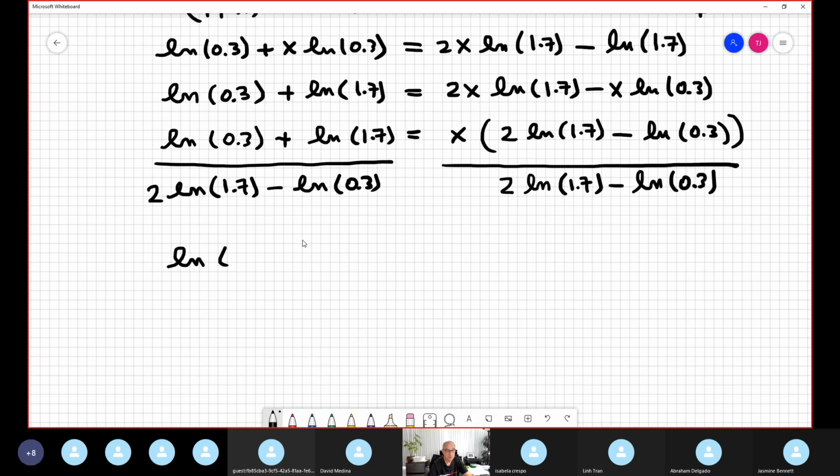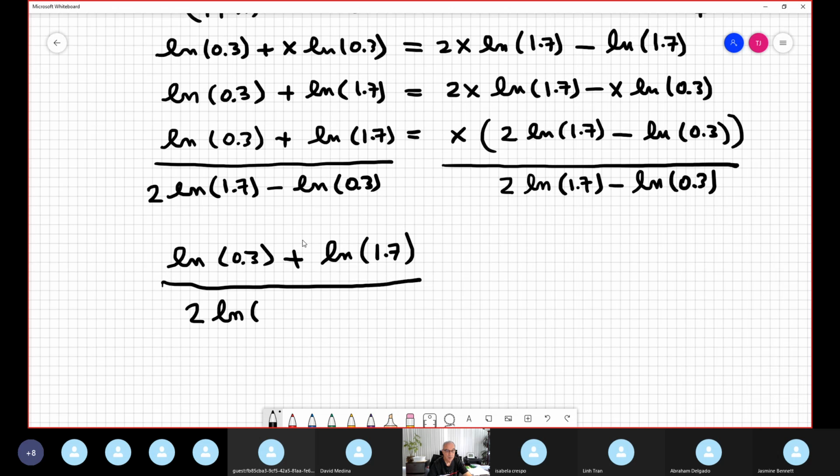ln 0.3 plus ln 1.7, divided by 2 times ln 1.7 minus ln 0.3. And this is the x value. And you put it like that in the calculator?